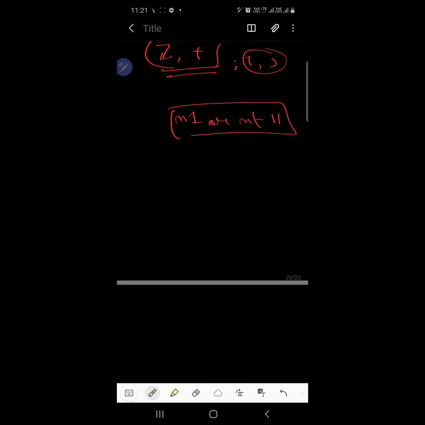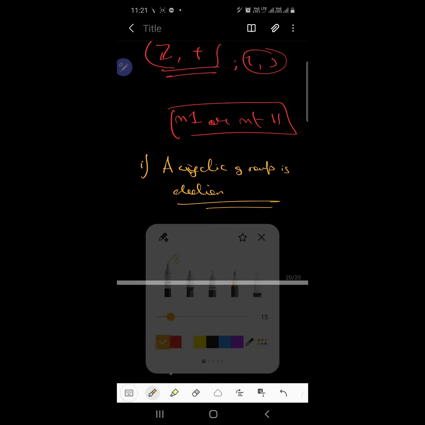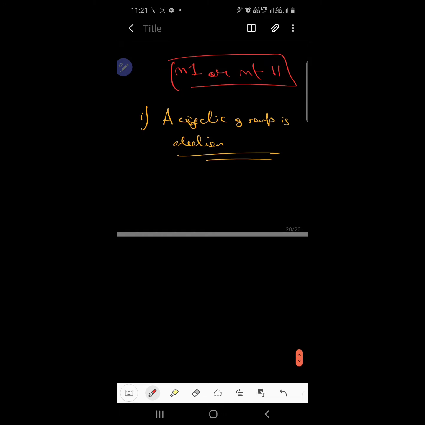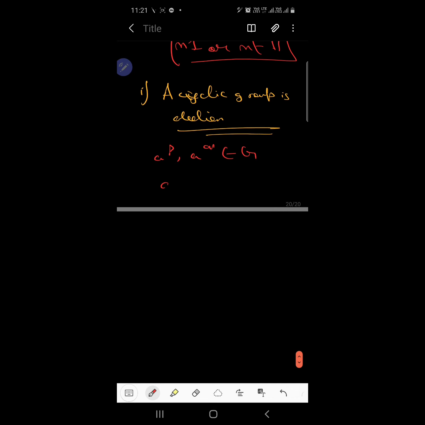Okay, so the first theorem says that a cyclic group is abelian. How is a cyclic group always abelian in nature? This is pretty easy to understand. Let us prove it in multiplicative notation. Say a^p, a^q belong to G. a^p times a^q is equal to a^(p+q), that is equal to a^(q+p), that is equal to a^q times a^p.